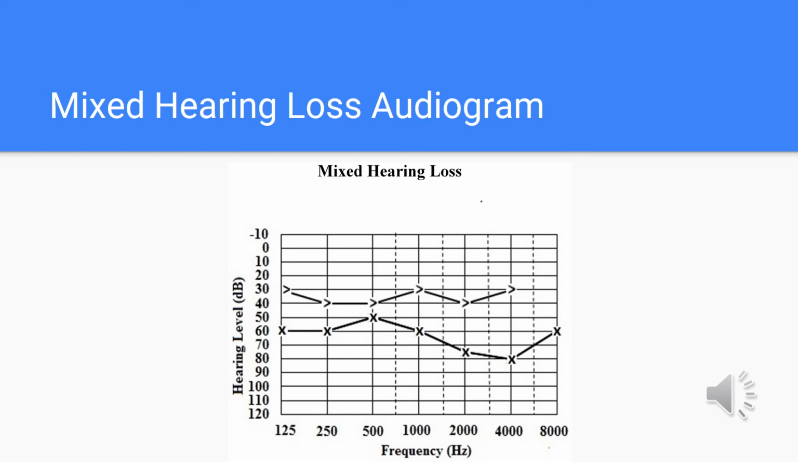This is a picture of an audiogram that shows mixed hearing loss in the left ear. As you can see, both the air conduction and bone conduction are in the abnormal range, with the air-bone gap being greater than 10 decibels.